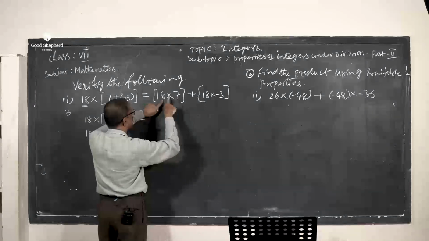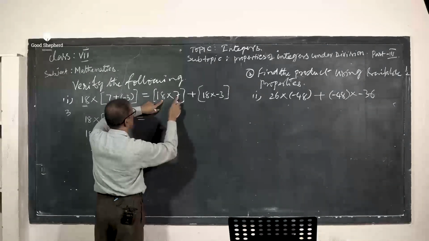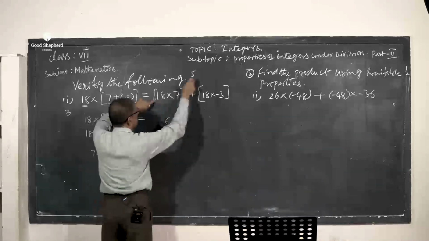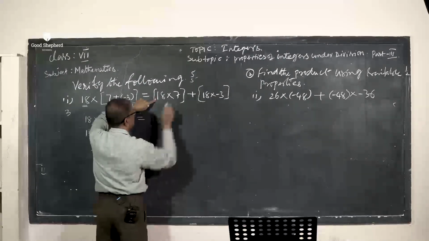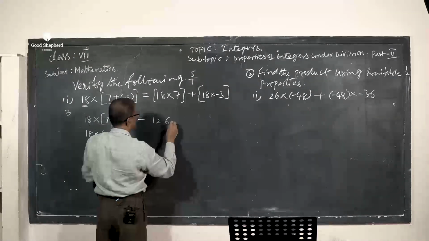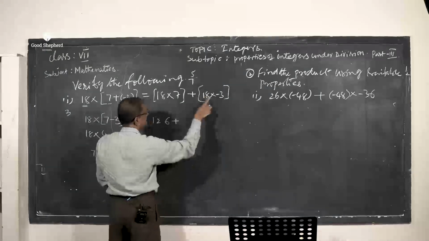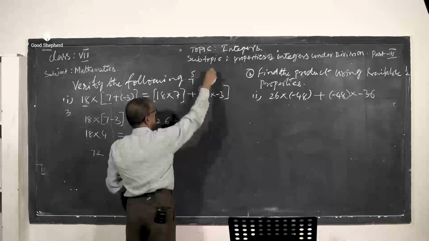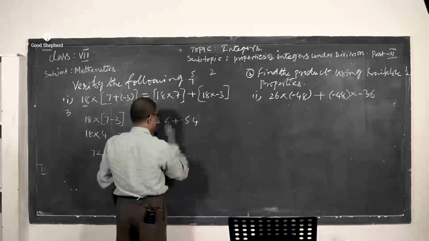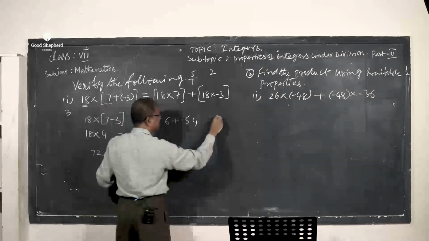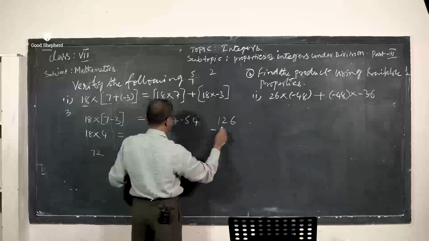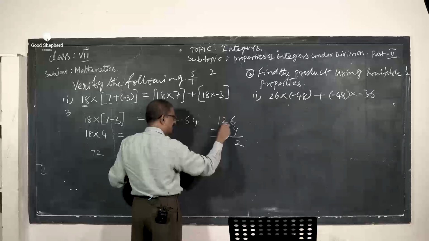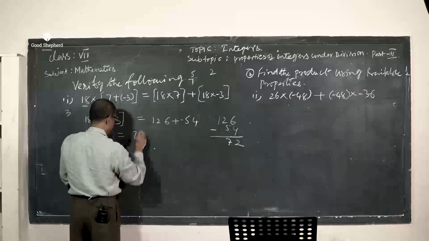8 7s are 56, 5 carry, 7 1s are 7, 7 plus 5 is 12. And plus of minus 3 8s are 24, 3 1s are 3, 3 plus 2 is 5, with the negative sign. Now that is equal to 126 minus 54: 6 minus 4 is 2 and 12 minus 5 is 7, plus. So it is 72.